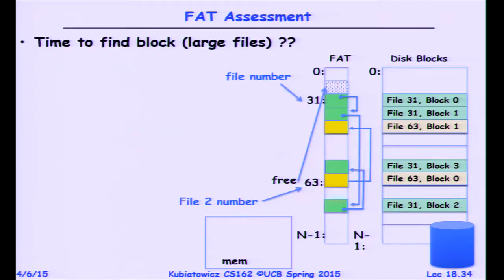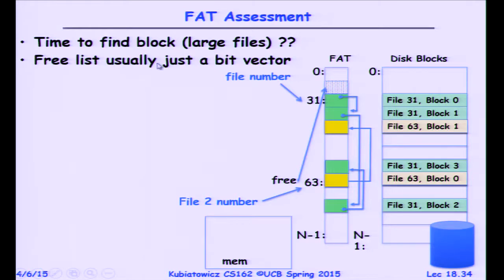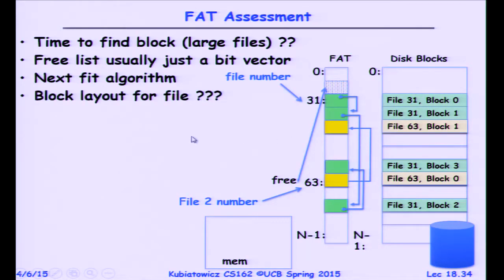Okay, so what's the assessment here? The time to find a block in a large file takes a long time because you have to walk through the FAT. So this is basically bad for random access. The free list is just a bit vector in many other file systems, but in the FAT, it's linked, so that's a problem. We might be able to use some sort of next fit algorithm to try to get locality, but oftentimes it doesn't happen.